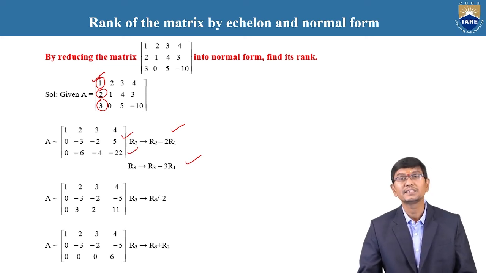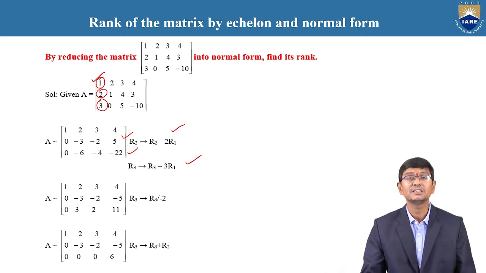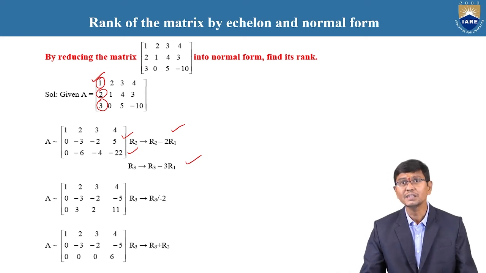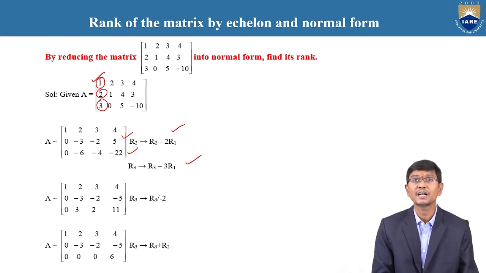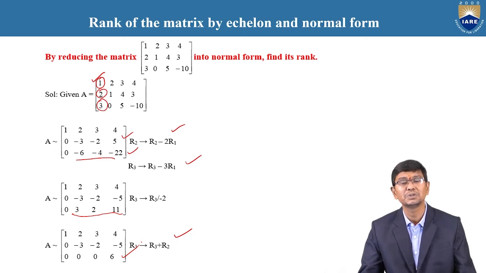The second row values are changed to 0, minus 3, minus 2, 5. And the third row is changed to 0, minus 6, minus 4, minus 22. Observing the last row, R3 divided by minus 2, the R3 row is changed to 0, 3, 2, 11. And with the help of R3 plus R2, the last row becomes 0, 0, 0, 6.